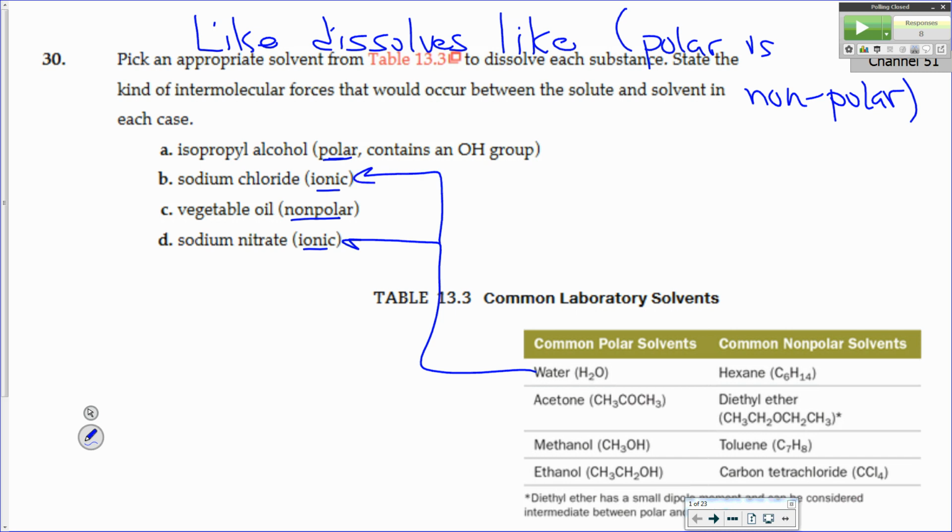All right, so now the next one is isopropyl alcohol. It's a polar compound, and it has an OH group. So we would look for polar solvents. Here's our list of polar solvents, things that have OH groups that could hydrogen bond or have a similar group. Water would work well for that. Methanol would work well for that. Ethanol would work well for that, because they have similar structural properties. They have the OH group on it.